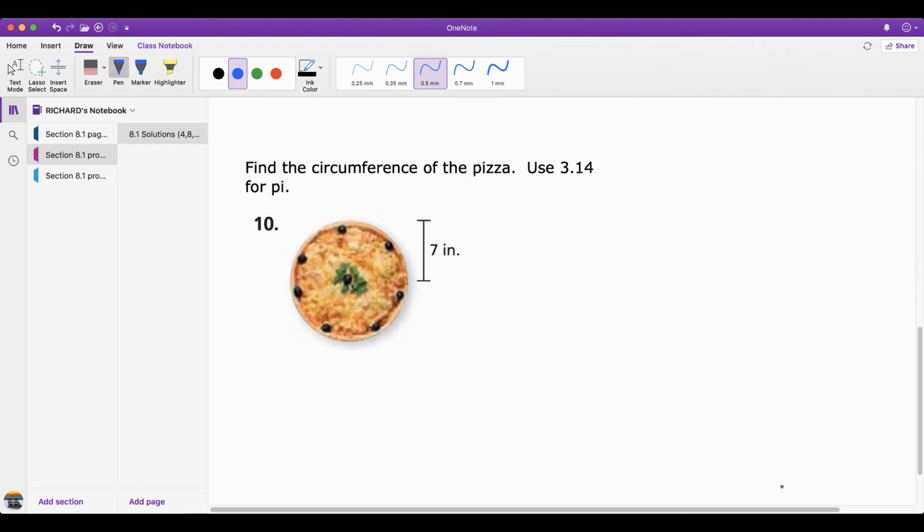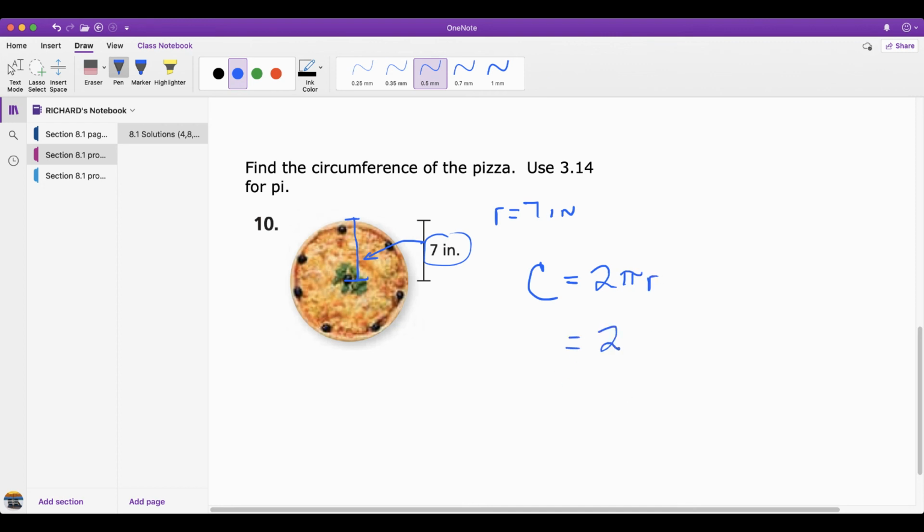All right, moving on, one more. Find the circumference of the pizza. Use 3.14 for pi. Well, this measurement right here, if I could draw this line like this, 7 inches. What does that represent? That's correct. This is the radius. And I have a formula that I can use if I'm given the radius of a circle. Circumference equals 2 times pi times the radius.